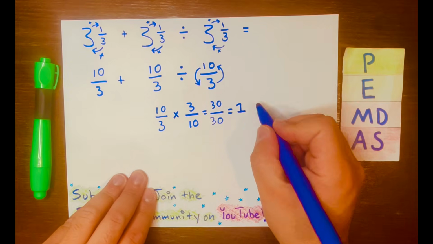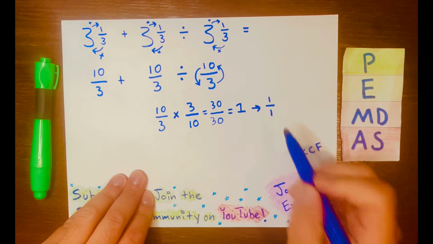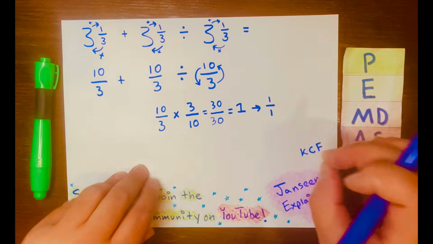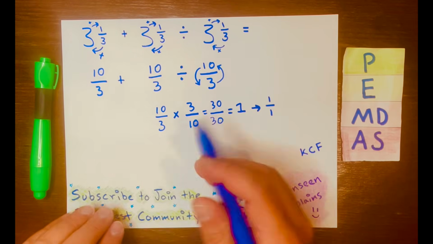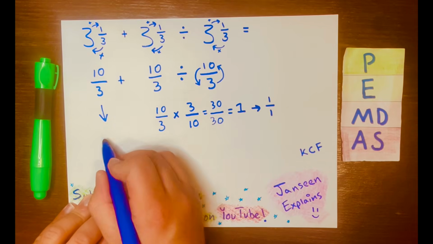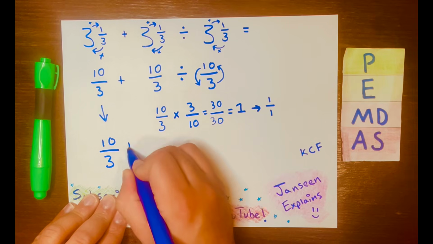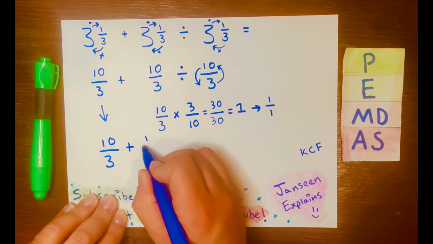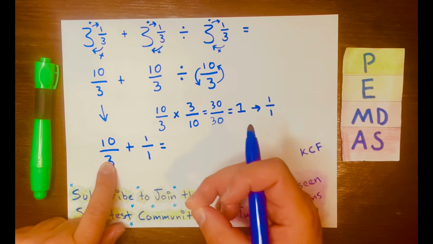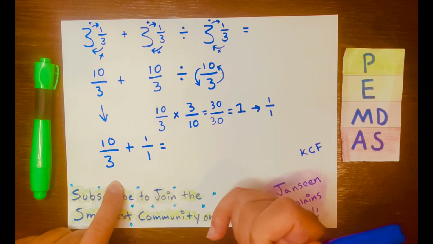Look at that. And let's write the 1 in fraction form. 1 over 1 equals 1. Does not change the 1. The reason why I want to make the math easy is using fractions. So let's go ahead and bring down the 10 over 3. Write it down here. 10 over 3 plus 1 over 1. There. And we're going to use the butterfly method to solve 10 over 3 plus 1 over 1.